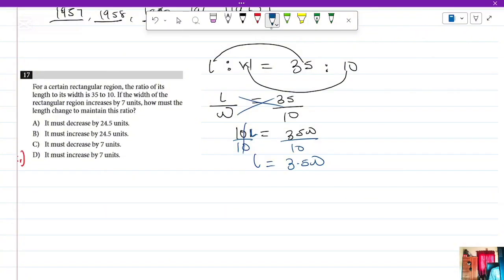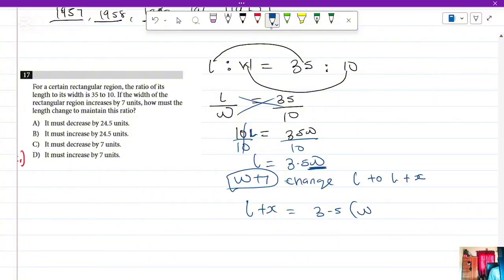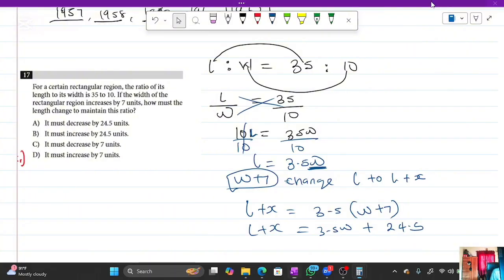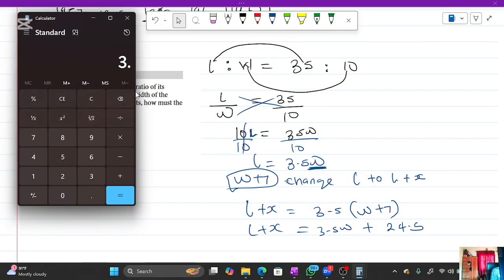So that means W plus 7 will change the value of L to L plus, let's say, X. We don't know the increment, right? So we can then say that L plus X is equal to 3.5 in brackets of, now remember that W is now increased to W plus 7. So L plus X is 3.5W plus 24.5. Of course, if you multiply 3.5 times 7, you have 24.5.